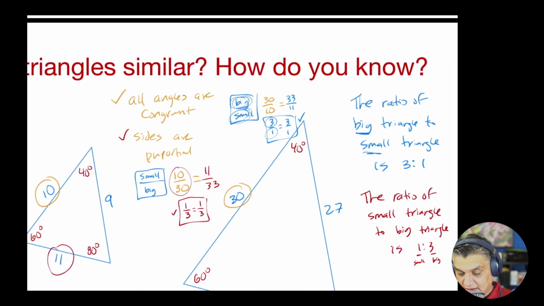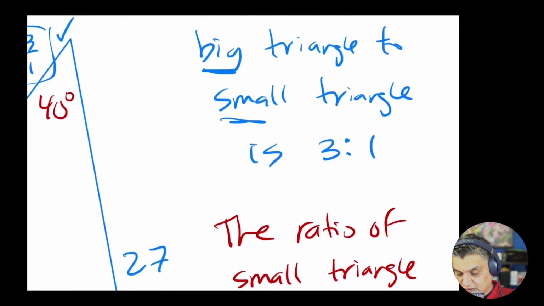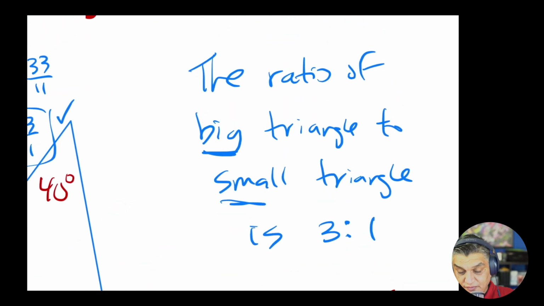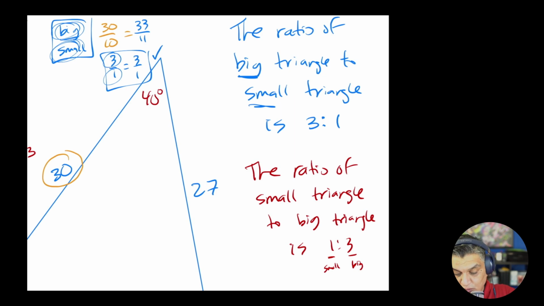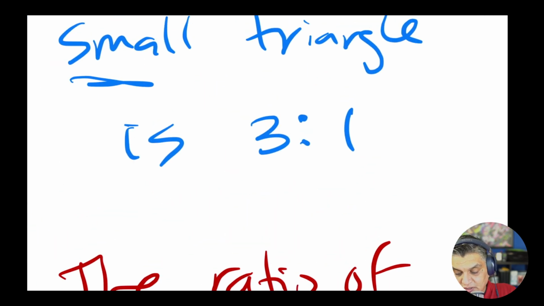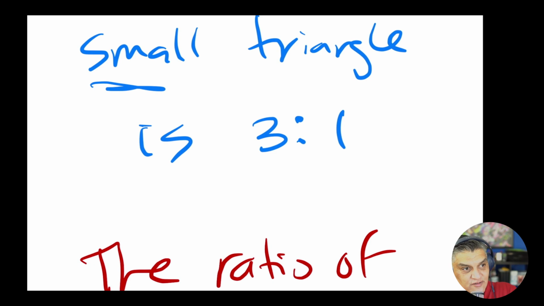So if we looked at here, what's our scale factor? Now, our scale factor depends on what order you're going in. Are you going from big to small or small to big? That always matters. Did you hear me? Order matters, right? Because we could have two different answers, 3 to 1 or 1 to 3 for a warm-up. If I ask you, what's the scale factor of the big triangle to the small triangle? You'd say, oh, it's a 3 to 1 scale factor, or a scale factor of 3, right?